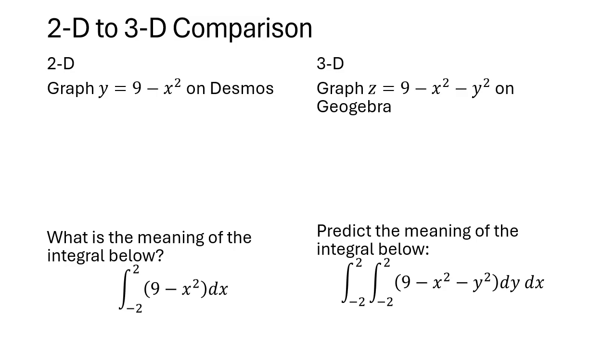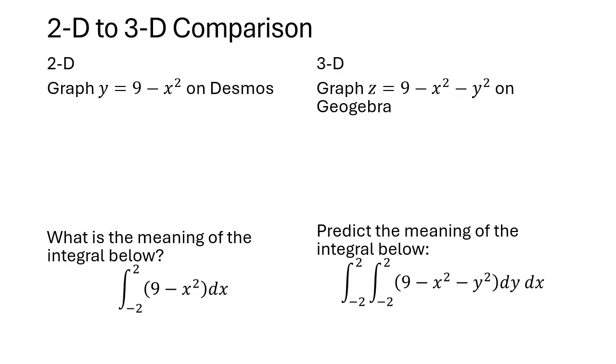Hello, this will be an introduction to the transition from two-dimensional integrals to three-dimensional integrals. For this, a suggested intro activity is to begin by graphing y equals 9 minus x squared on Desmos, and then consider the meaning of the integral from -2 to 2 of 9 minus x squared dx to the graph of y equals 9 minus x squared.